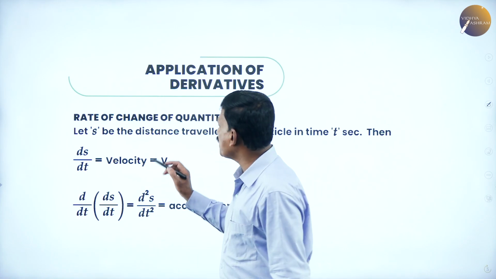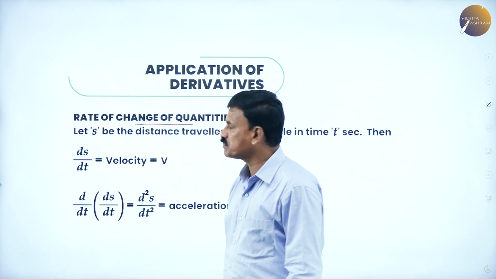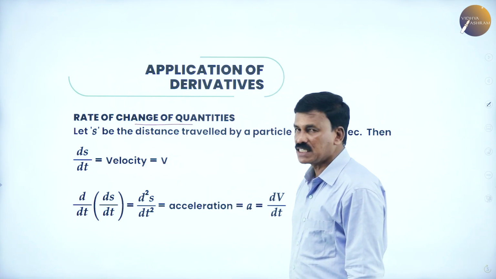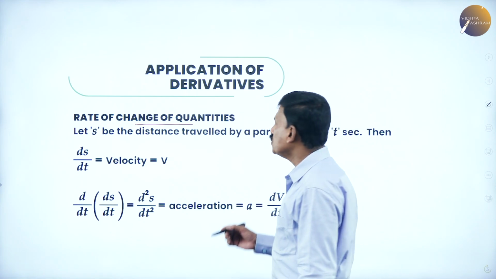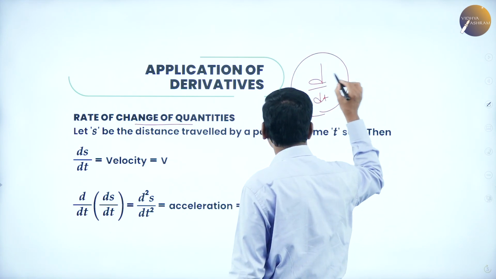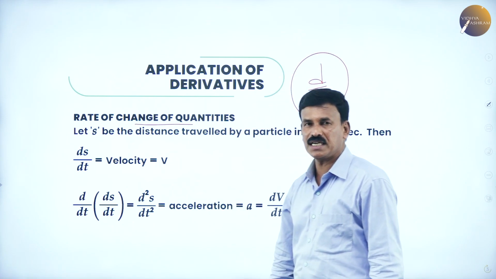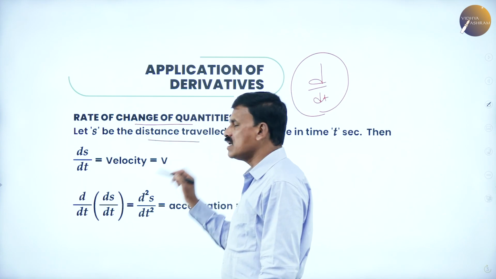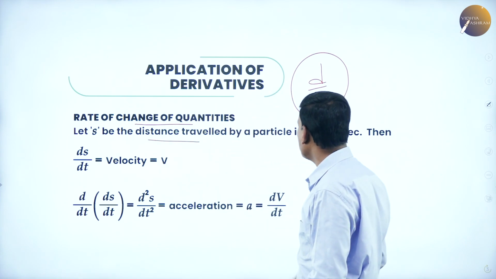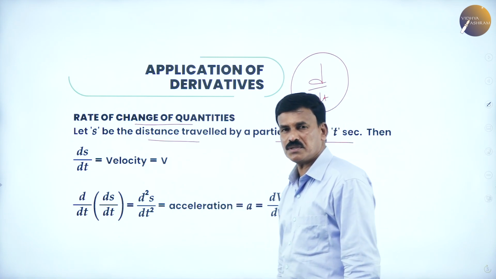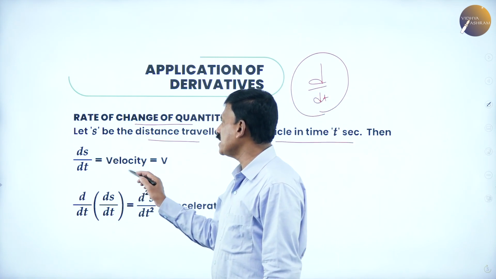Now let us come to the first concept we are going to study in this chapter, which is rate measure, that is rate of change of a quantity. Rate measure, rate of change. Usually d by dt will represent the rate of change with respect to time t seconds. Suppose s is the distance traveled, or s is the displacement of a particle in time t seconds, then the rate of change of displacement is given by ds by dt.